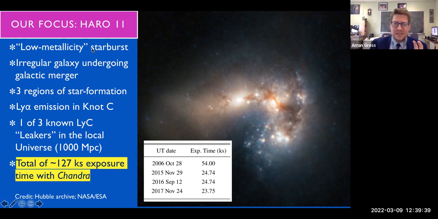I have in quotes that it's low metallicity, certainly lower than stellar, but obviously there are some dust lanes here. And part of that is that this is an ongoing merger. So it's a rather complicated system where parts of it are undergoing intense starbursts, and then parts of it do have some levels of enrichment.